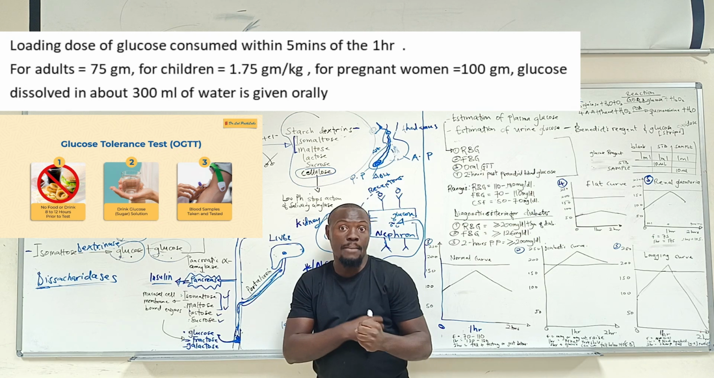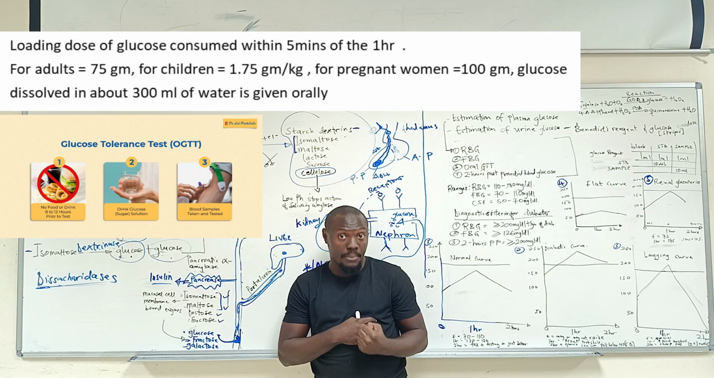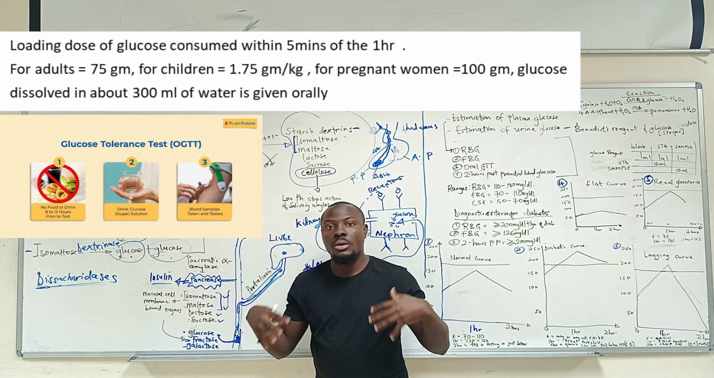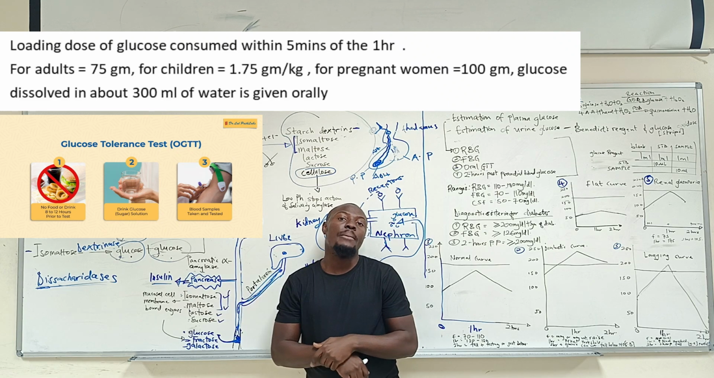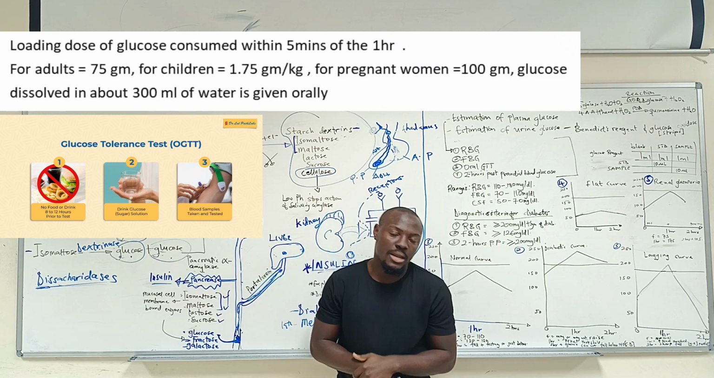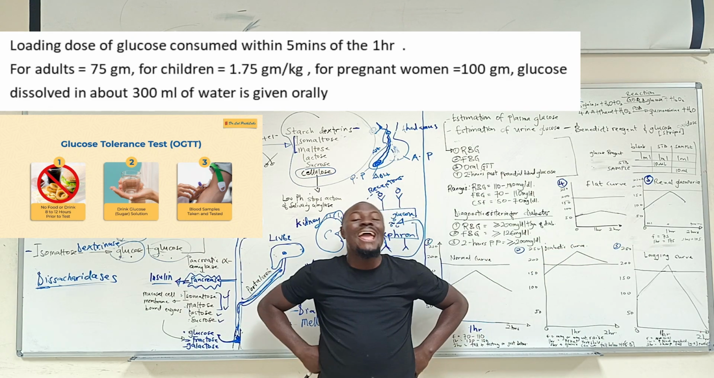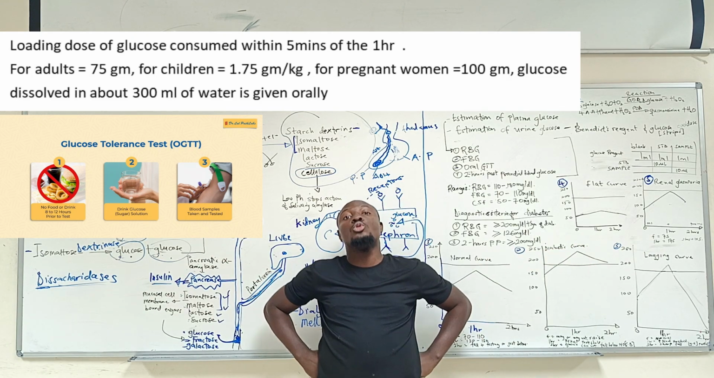Then we take your sample, which is your blood sample and then your urine sample. Then afterwards again, we don't give any glucose. We just take your what? Your urine sample and then your blood sample again. Now this particular procedure all entails what you refer to as the oral glucose tolerance test.